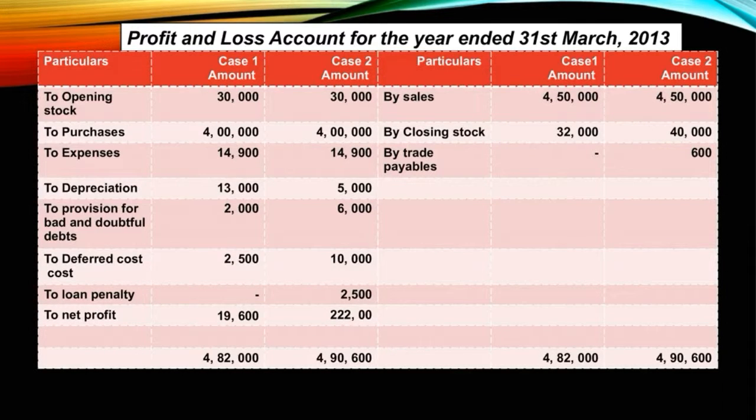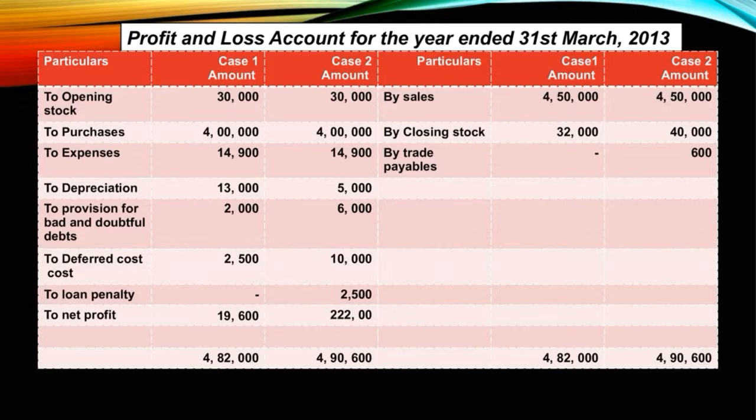We have seen all the additional information. Now let's move to the P&L account. If there are any leftover items, let's see about them. The closing stock of the previous year is the opening stock of this year, so the opening stock is 30,000. Purchase we have seen, expenses we have seen, depreciation seen, provision for doubtful debts seen, deferred cost seen, penalty seen, sales we have checked, closing stock we have checked, trade payable we have checked. Now reduce these expenses from the income, we will get the net profit. In both cases, the net profits differ.